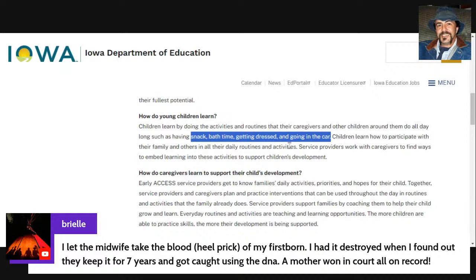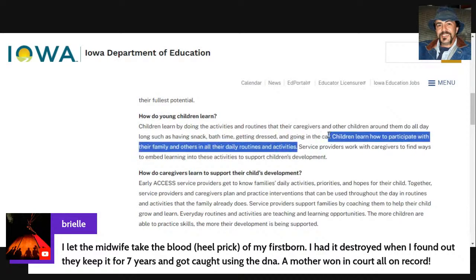Children learn how to participate with their families and others in their daily routines and activities. And so when you send them off to school to spend half the day over at the school, they're learning how to participate with people that are teaching them all kinds of things that they shouldn't know, that you don't want them to know.